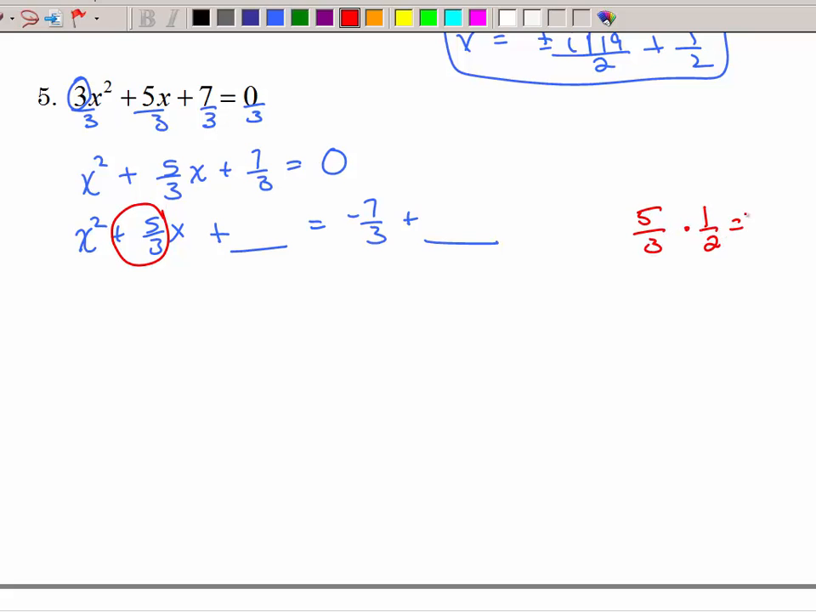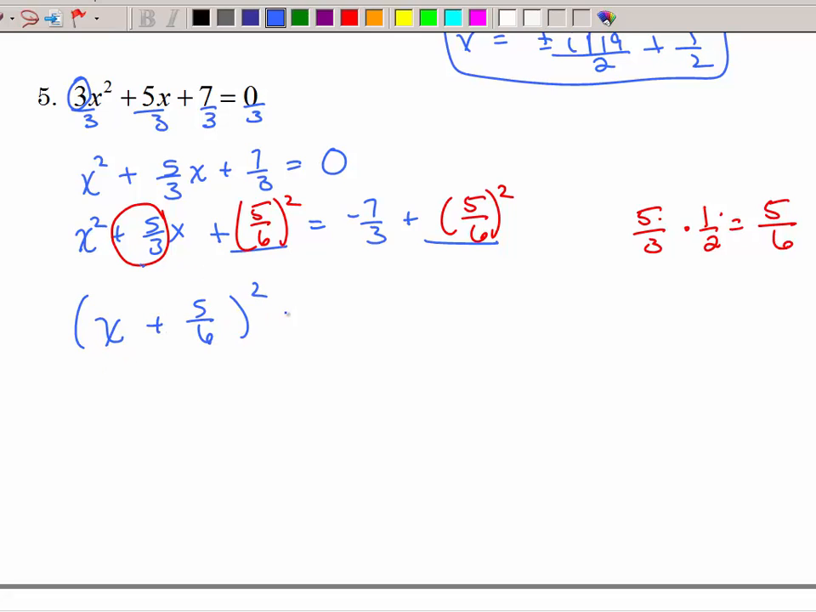You just multiply by 1/2. I cannot reduce that, all right? 5 times 1, 3 times 2. It's not that big of a deal. So I have 5/6 squared to both sides. And again, factoring it is easy. We have the x and then half of this number, which is positive 5/6. We're going to square that fraction.